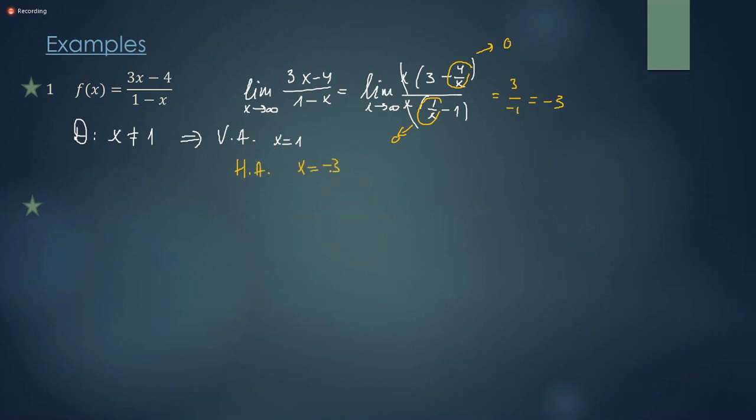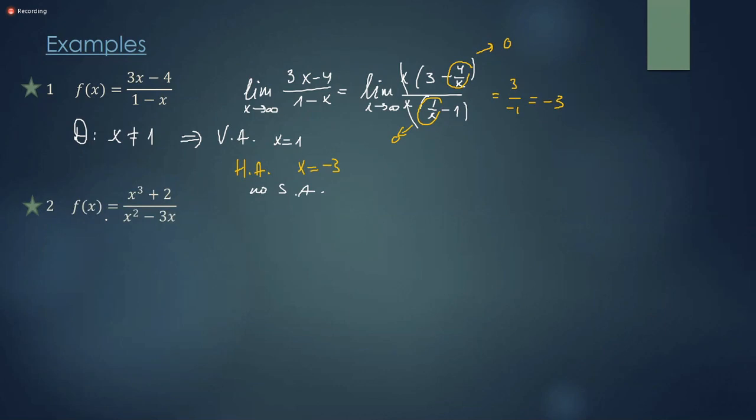And that's it. There will be no slant asymptote because it has a horizontal asymptote. Horizontal asymptote is simply a special case of slant asymptotes. So you don't have to think about slant asymptotes anymore. So no slant asymptote, that's clear immediately. And that's it.